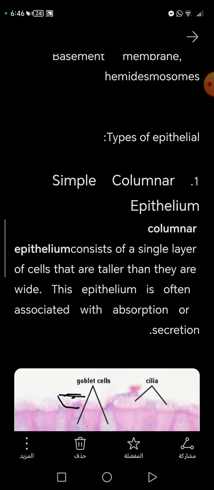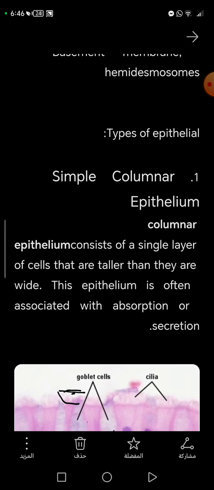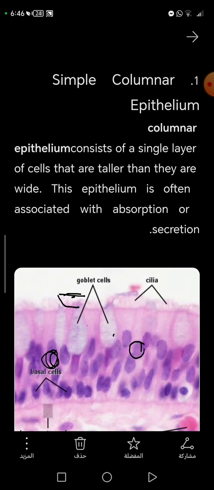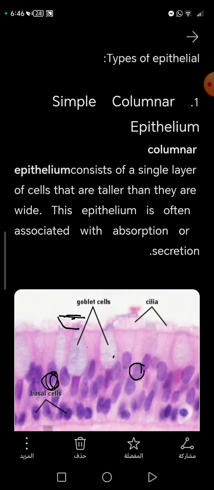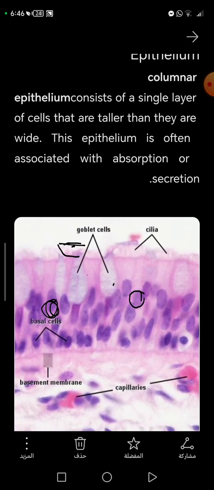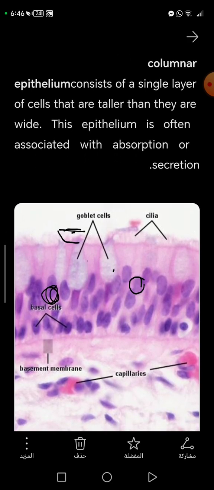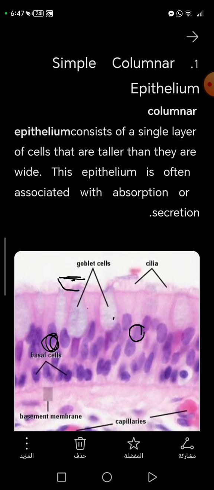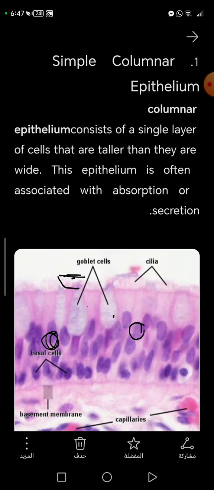This epithelium is often associated with absorption or secretion, as all epithelial cells do. Simple consists of a single layer of epithelium. If we say simple, you should say single layer. But if we say compound, it is more than one layer. As you see here, it's just one layer, and beneath it is the connective tissue.